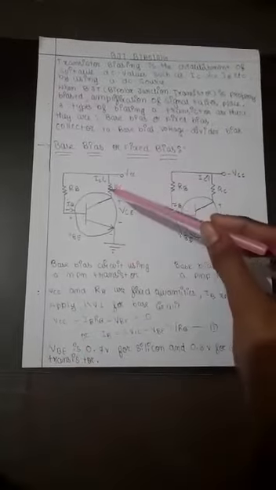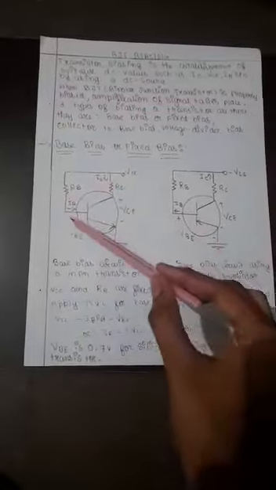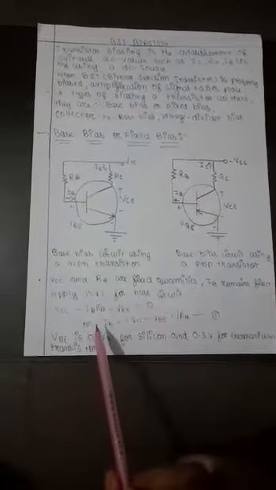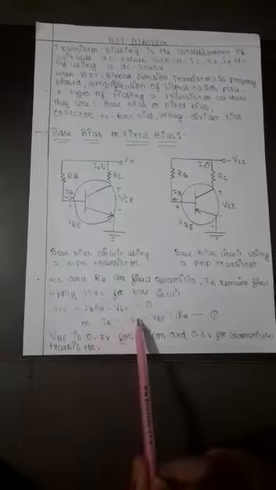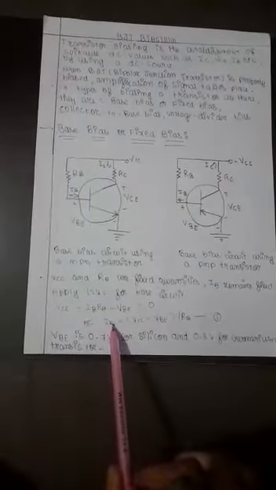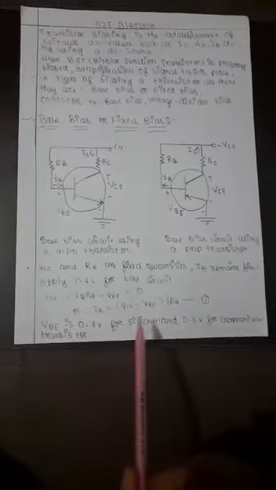Now we will apply KVL, that is Kirchhoff's voltage law, to the base circuit. This is the base circuit. So VCC minus IB RB minus VBE equals 0, or IB equals (VCC minus VBE) divided by RB. IB is a DC value. Now VBE is 0.7 volts for a silicon and 0.3 volts for a germanium transistor.